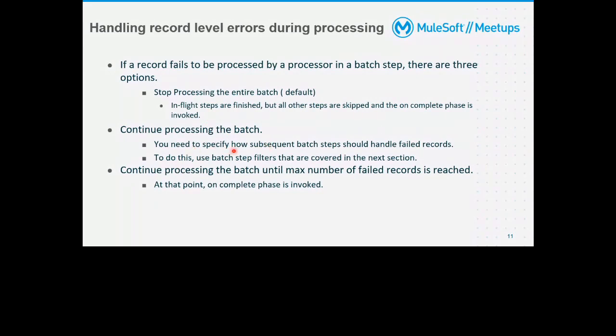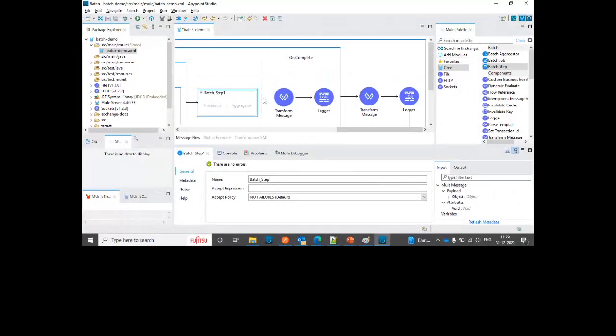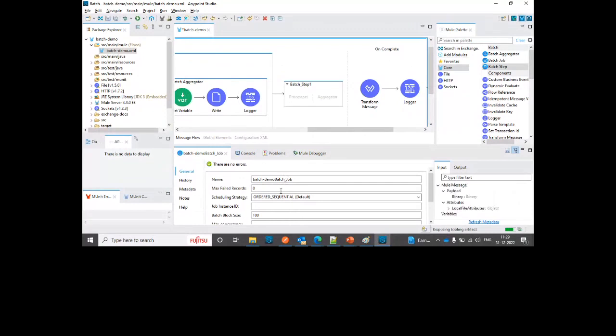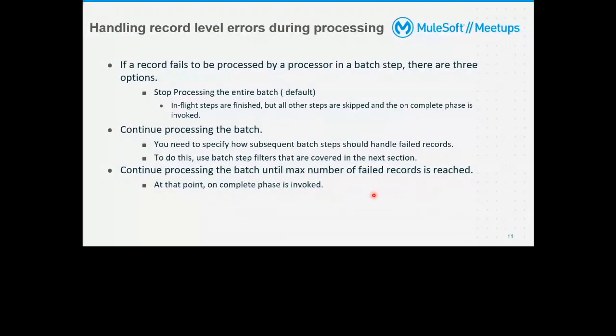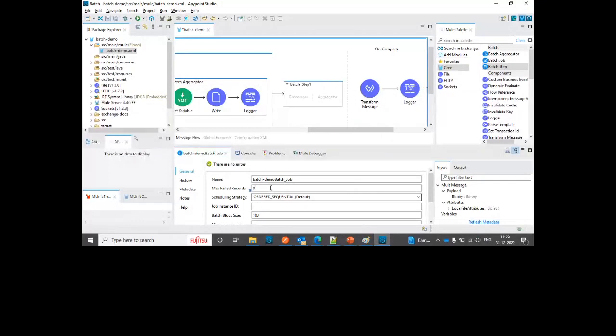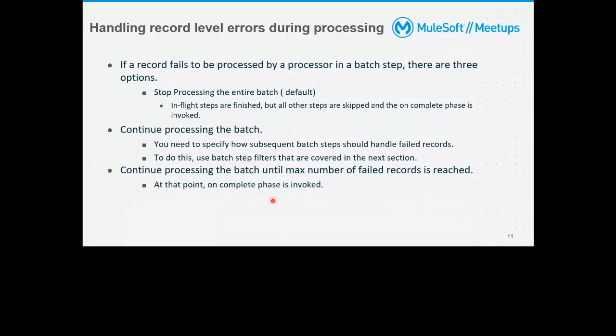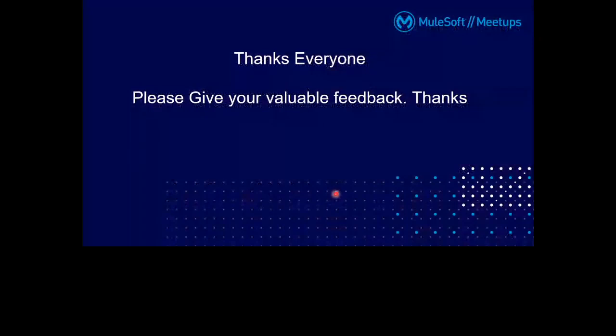So how can you do it? You need to specify how subsequent batch steps should handle failed records. To do this, you need to have separate batch steps which can be filtered, and continue processing the batch until the max number of failed records. As I mentioned in this particular example, you can give the maximum number of failed records, and based on that the on complete phase gets invoked, and that is how your batch step works in this particular scenario.